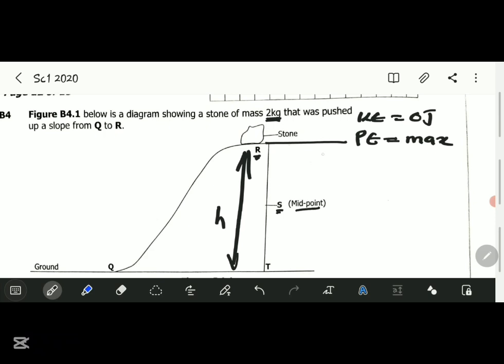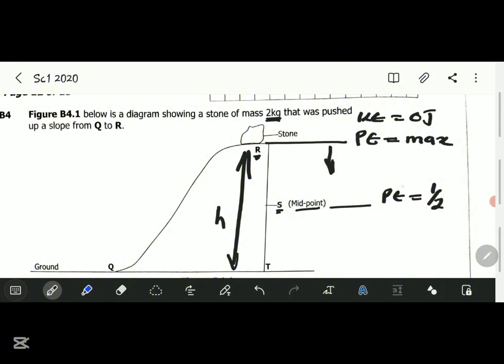But once the stone starts falling down, gravitational potential energy starts reducing, and the reduction in gravitational potential energy becomes the gain in kinetic energy. So after the object has fallen halfway, we have half of what we started with as potential energy. So the potential energy at this point is equal to half of what we started with.